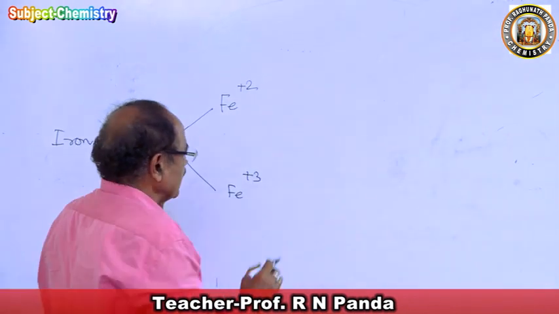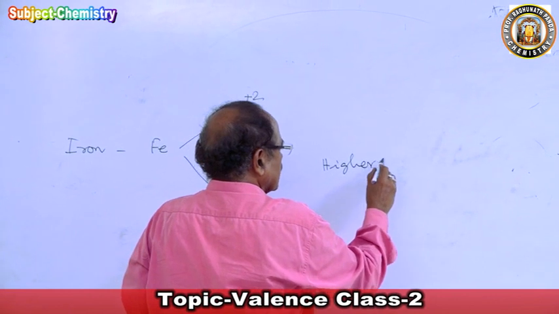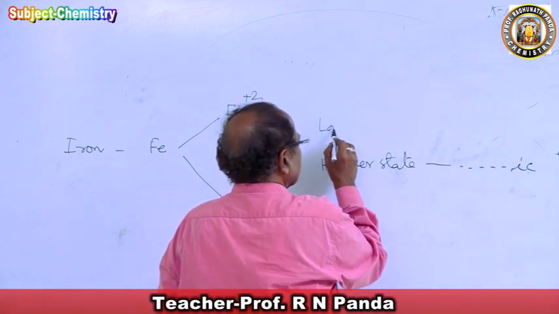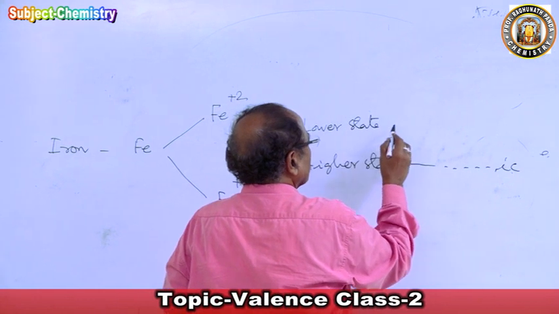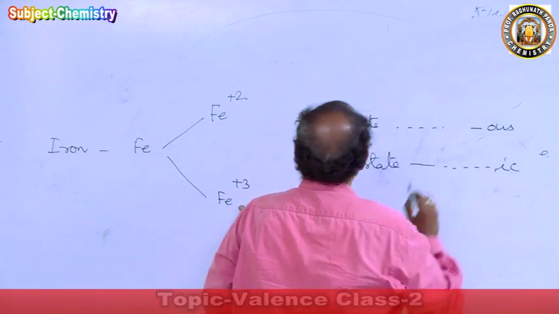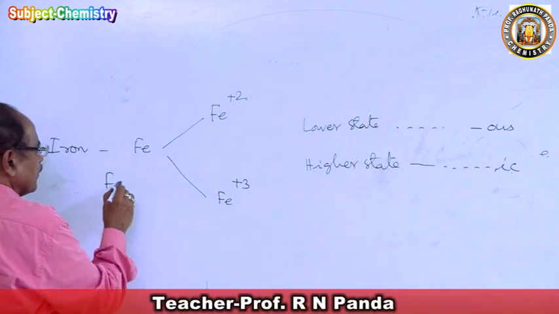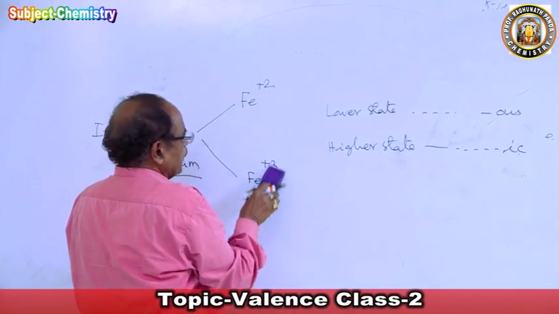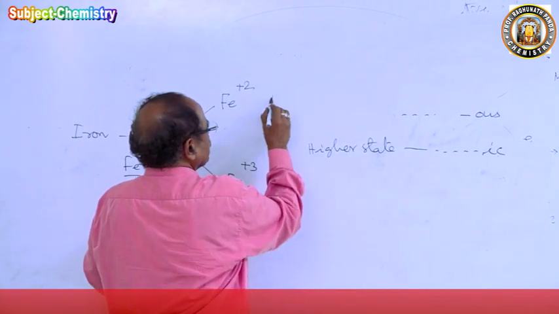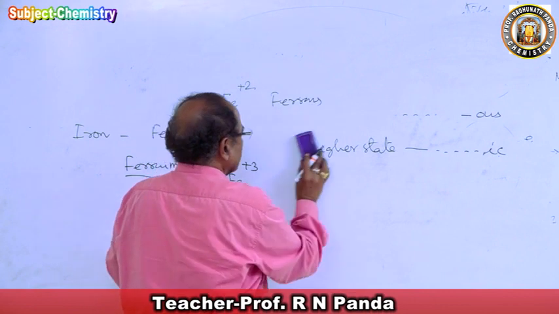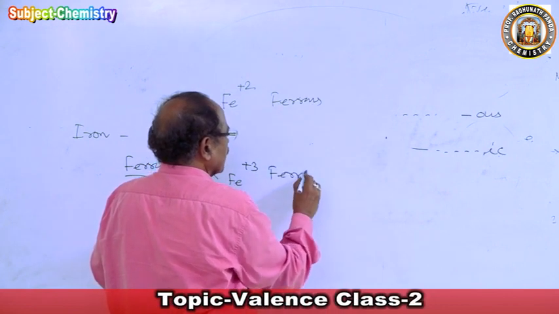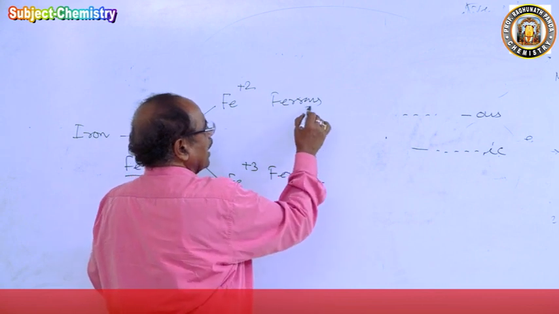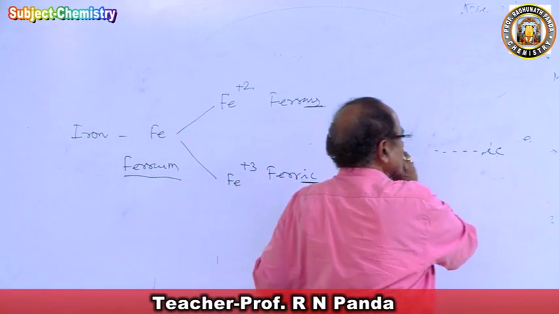When you have the higher state, its name ends in IC. When in the lower state, the name will end in OUS. So it is iron, it is ferrum. So this Fe plus 2 is lower, Fe plus 3 is higher, so Fe plus 2 is called ferrous, and the higher state is called ferric. So children, wherever I see that the last letters are IC, it is a higher state. If the last letters are OUS, it is always the lower state.